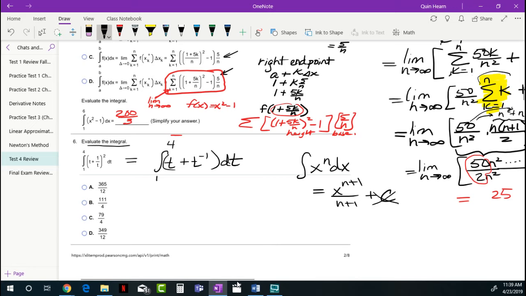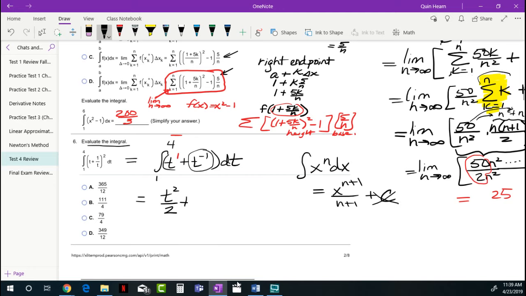Okay, and then on item number 6, I have time for one more, so I'm going to do item number 6 unless somebody wants something else done. On item number 6, it just says evaluate the integral. Now, it's true that we could set up the integral using a limit of a Riemann sum, but when you're not told to do that, it's much easier to use integration formulas. In particular, this one, the integral from 1 to 4, I'm going to think of this as t plus t to the negative 1 dt.